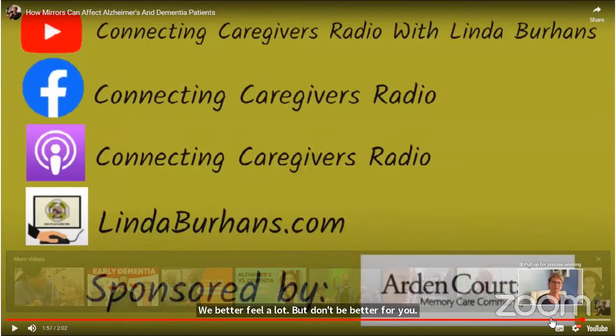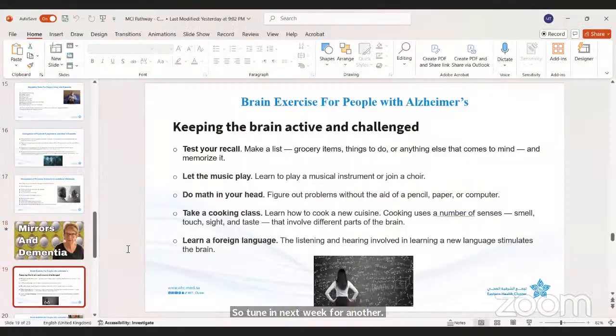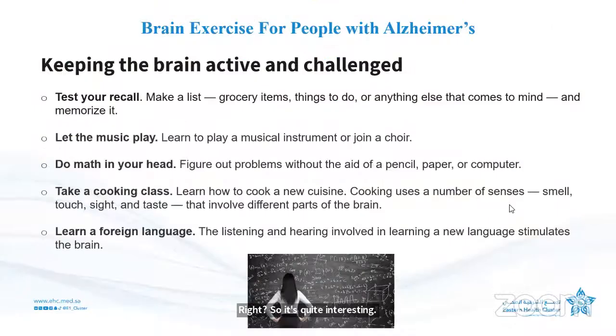Right. So it's quite interesting. I remember I had a patient, she had Parkinson's with dementia, and I remember her saying she does not like going to one of her daughter's houses. I thought it was about the daughter, and then I figured it out because she has a lot of mirrors in that house. And when I was researching for this presentation, I thought, yeah, mirrors could be quite scary for some people with dementia, especially in the later stages.